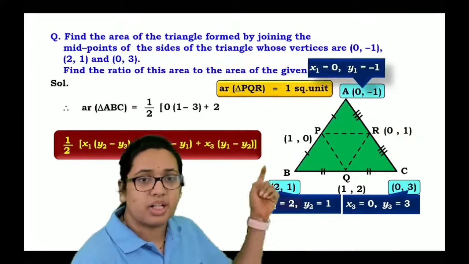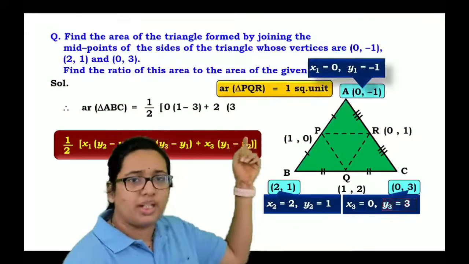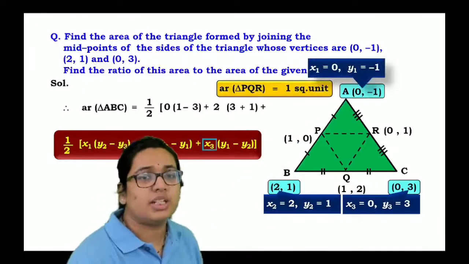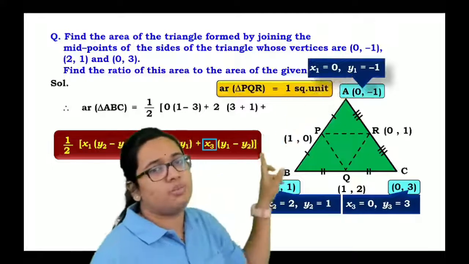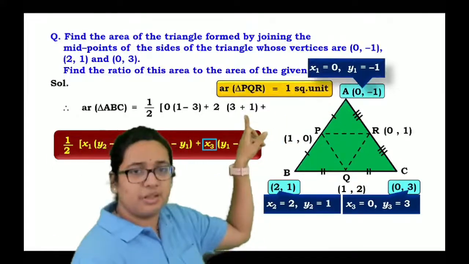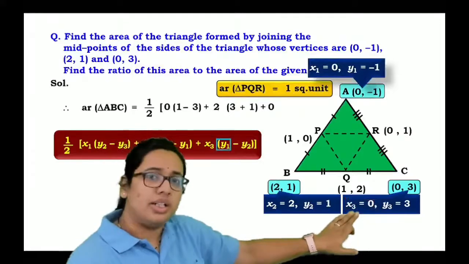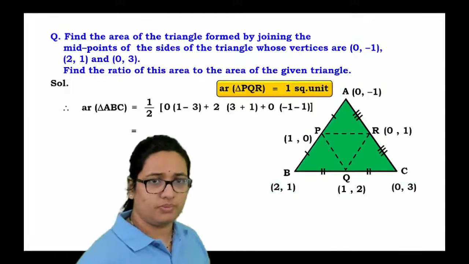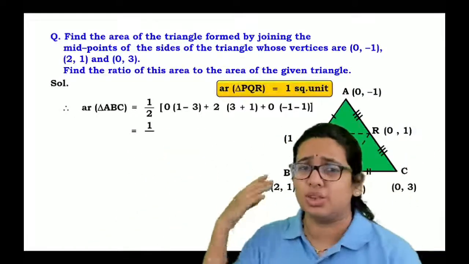In the next bracket, first we will consider the value of x2. So x2 into bracket y3 minus y1. So we will consider 3 minus of minus 1. So that minus of minus 1 becomes plus. Hence we will write 3 plus 1 here. And for the third one, 0 into y1 minus y2. Okay. So after simplifying this, 1/2 into 0 into anything is always 0.